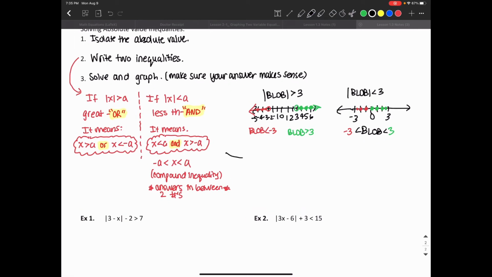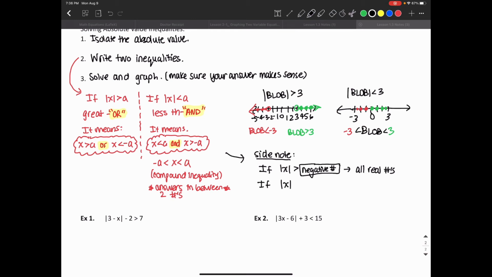Also, just a side note for all of this information, if the absolute value of x is greater than a negative number, so if you isolate your absolute value and you get down to this, that is always going to be true because absolute value is positive. Every positive number is greater than a negative number. So the answer is all real numbers in that event. Everything for x works.